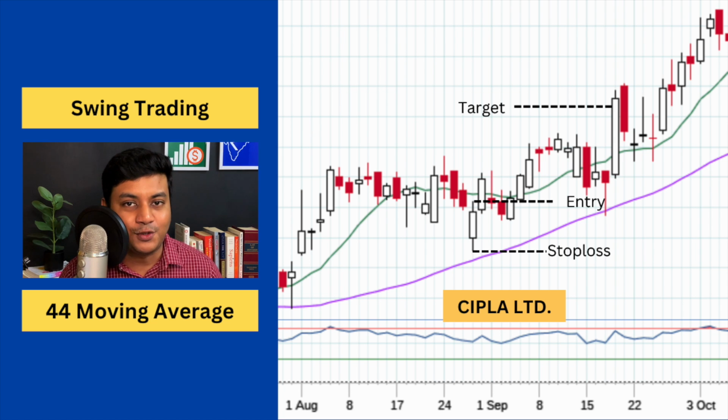To give you a real life example of using the 44 moving average strategy, you can see on your screen the stock price chart of Cipla Limited. You can clearly see that as soon as the stock price reaches closer to the 44 moving average line and a green candlestick is formed, we have opened a position in the market by setting the entry, the stop loss and the target price. So these were the two popular swing trading strategies.